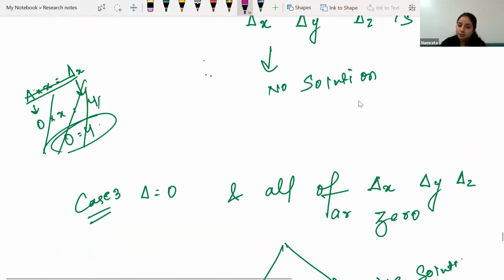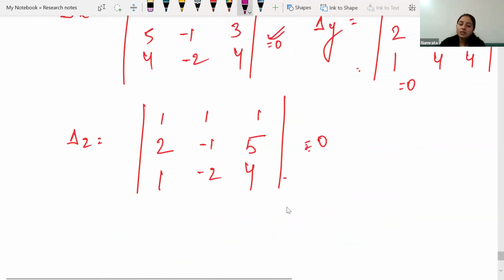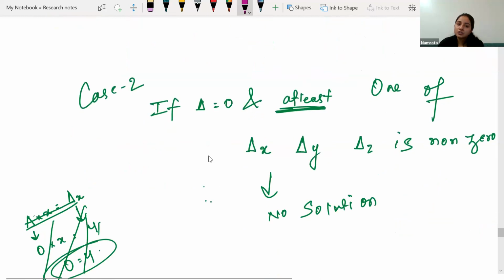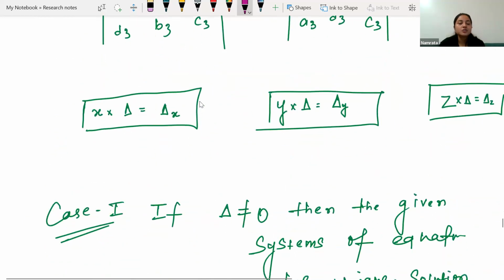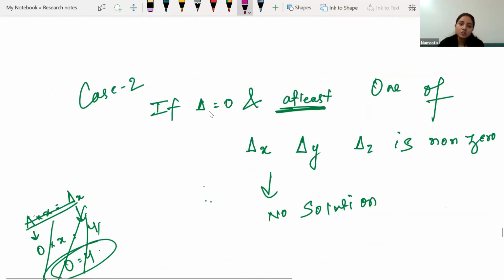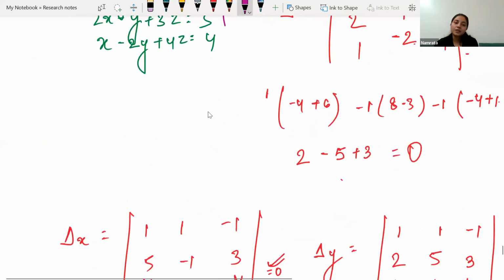You don't have to solve this type of thing. We will not be solving everything in any of the questions. Only in questions we have to keep our eye on whether the system is consistent or inconsistent, and these three parts. That is, if delta is 0, then what will be the possibility? If delta is not 0, then what will be the possibility? Only these parts are important.